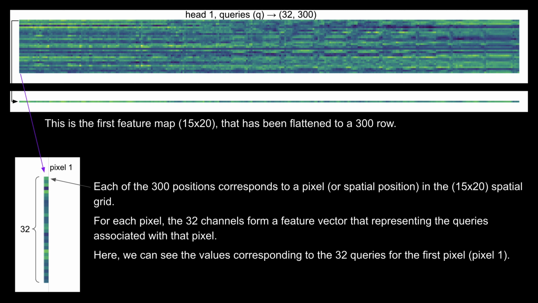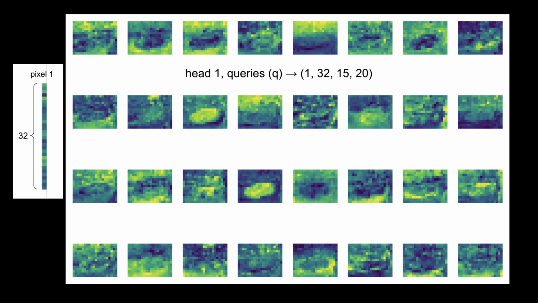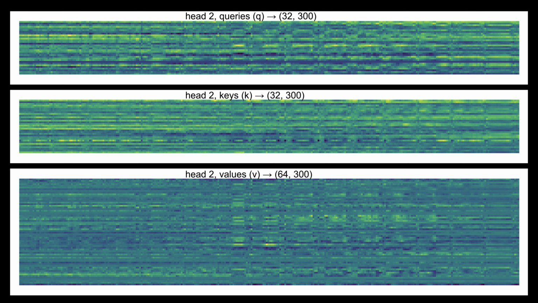The 300 columns correspond to the spatial grid. For each pixel, the 32 channels form a feature vector that represents the queries associated with that pixel. We can see the values corresponding to the 32 queries for pixel 1. Another way to interpret this is by looking at the top left pixel. This pixel's values in the first feature map correspond to pixel 1, but since it's represented across 32 features, all 32 values form its feature vector. Using the same approach, we can quickly show the 2D tensors for head 2.